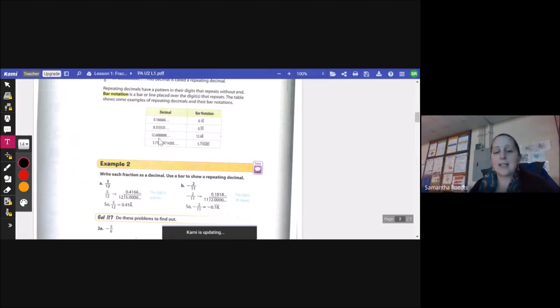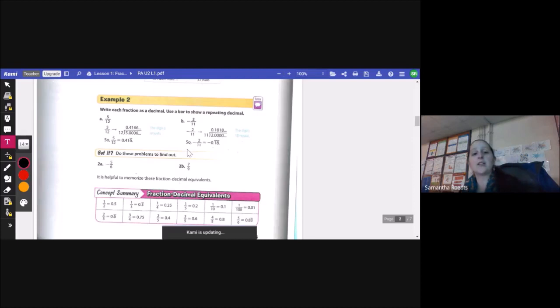For 12.68, where the 8 repeats, the bar is only over the 8, not the 6 and the 8, just the 8. For the last one, 5.71428, 571428. That's what's repeating. That's 714285. I know it seems like a lot of digits, but that's what's actually repeating. So that bar is going to go over that many digits.